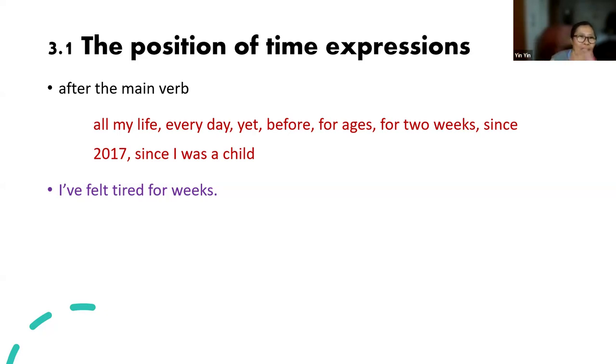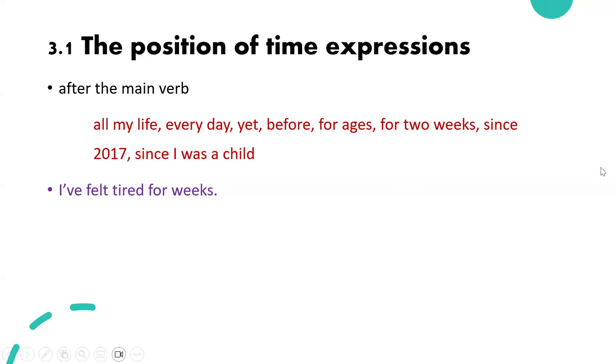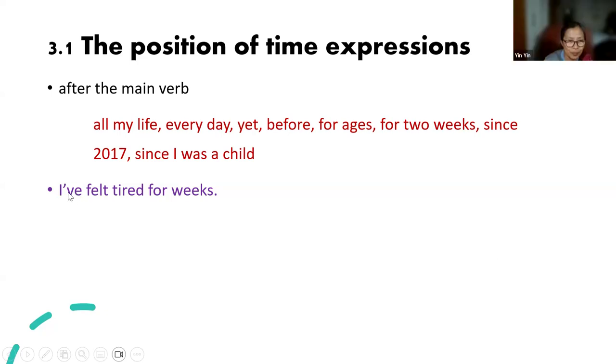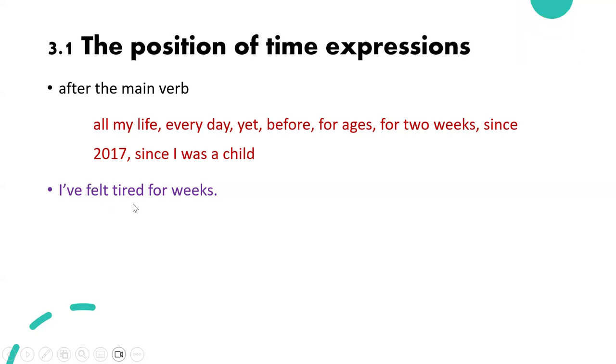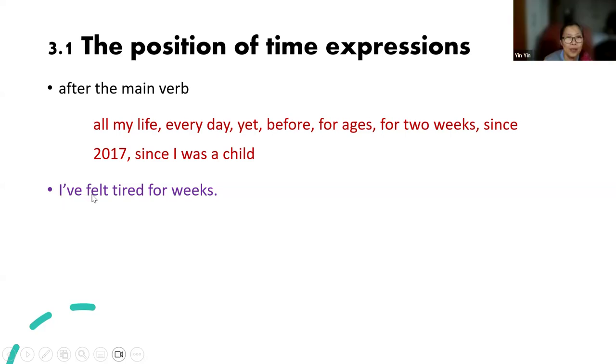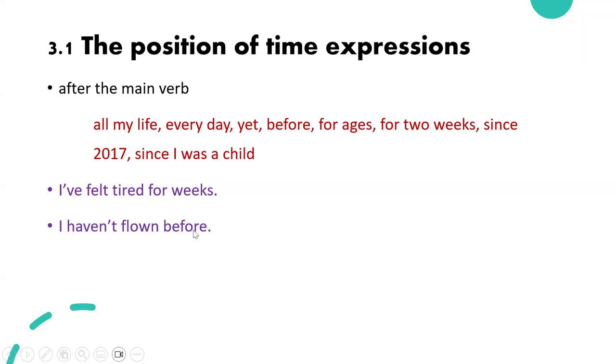Main verb, yeah. Feel, main verb, right? This is have, to have. Feel, past participle, felt, right? Tired, adjective. I have felt tired. Time expression, look at that. Then I'm using it for weeks. Okay. I haven't flown before.